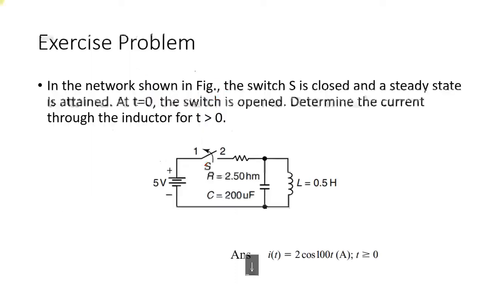Okay, now we move on to the next problem. This is the exercise problem. Note the problem. In the network shown in the figure, the switch S is closed and a steady state exists. At t equal to 0, the switch is opened. Determine the current through the inductor. It looks like a parallel LC combination. Just check the final answer also.